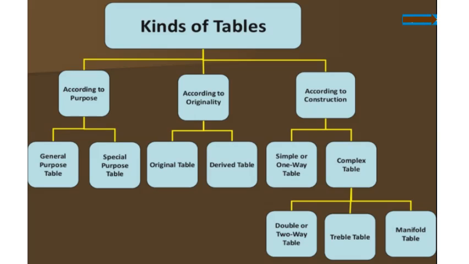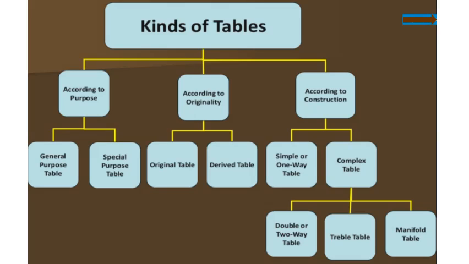Now, kinds of tables. There are different kinds of tables. Kinds of tables are divided according to purpose, according to originality, and according to construction. So these are the three broad headings. According to purpose, there are two types of tables. One is the general purpose table and the other is the special purpose table.